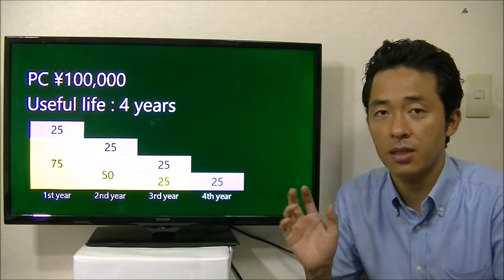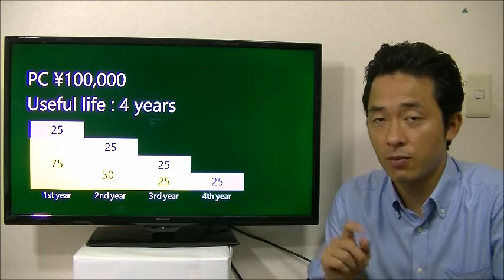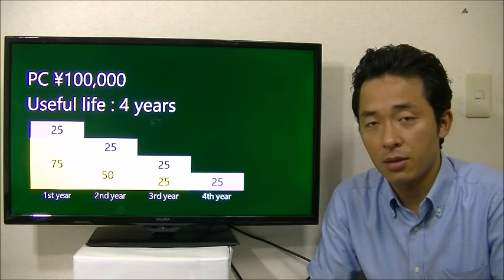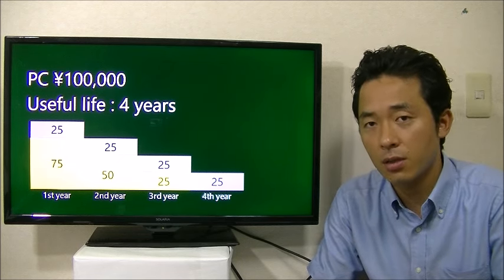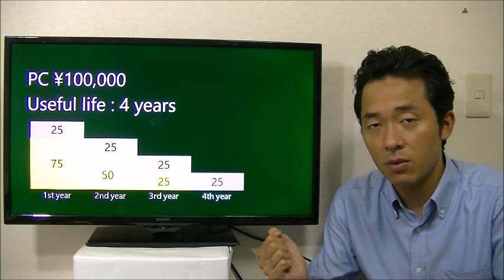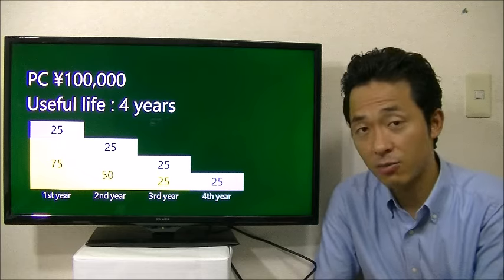Please remember that there are two types of depreciation in Japan. One is the straight line method, and the second one is the fixed percentage method. And when you apply the fixed percentage method, you have to file the application. I'm going to talk about this one maybe in the next lectures. Let's move on.